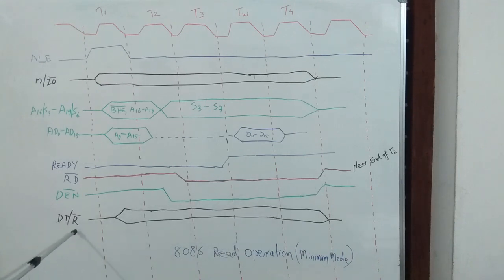DT/R bar, data transmission or data receive. This signal is active at this point and will remain active up to this point. This will be 1 if CPU is transmitting data, it will be 0 if CPU is reading data.